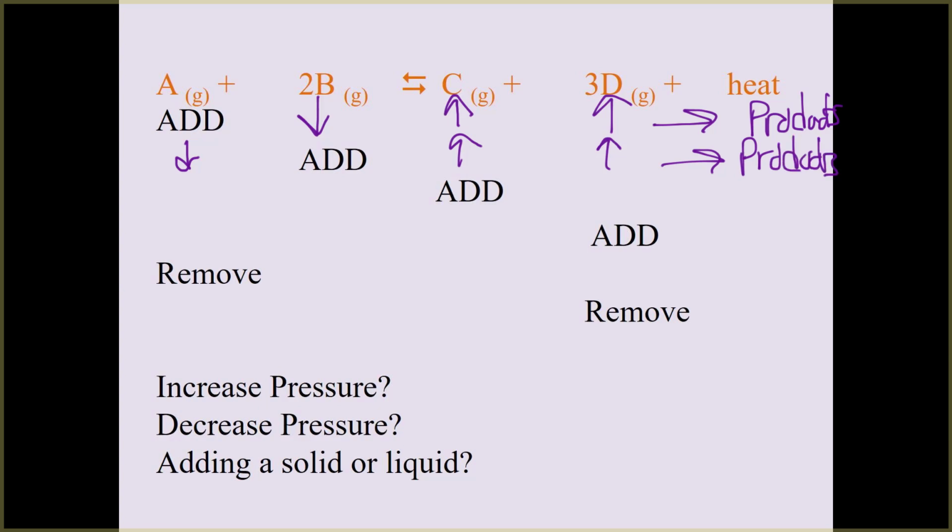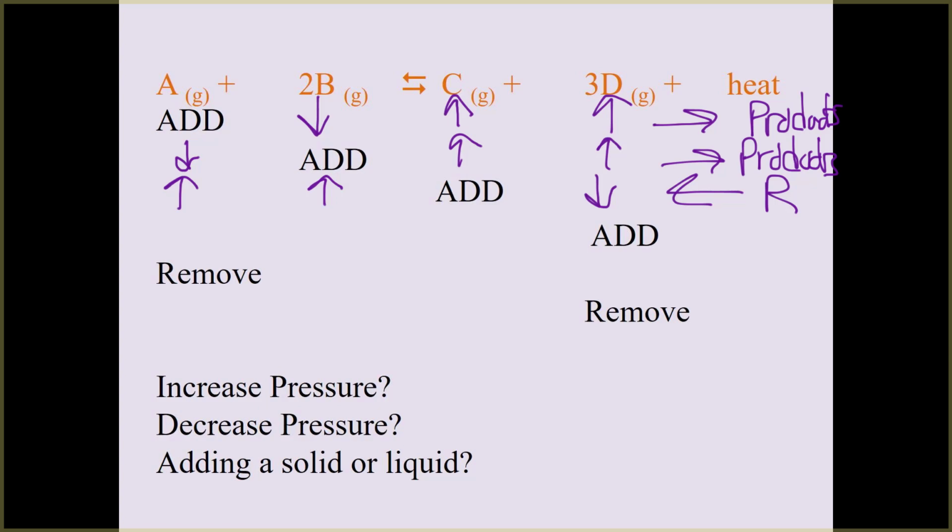Now, what happens if I add something to the product side? What if I put a whole bunch of C into this system at equilibrium? Well, now the collisions with C and D are going to increase because there's just so much C. And you're going to get more A and B because C and D are colliding so much. And then the D is going to decrease because there's so much C and so many more collisions. So you're going to get a shift towards the reactants in this case. So if you add it to one side, it's going to shift towards the other side.